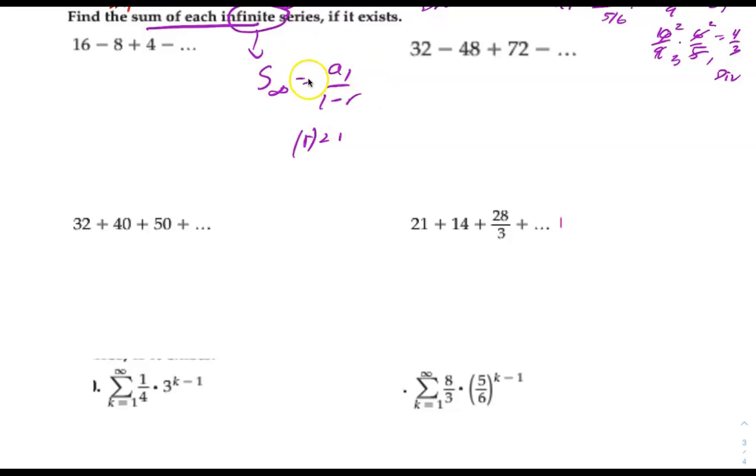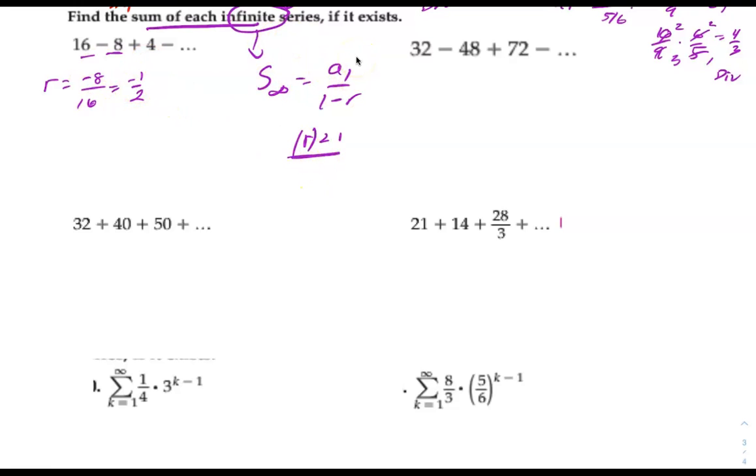And you actually could do this. So the first one here, let's find our r. First thing I do is find this. And again, I'm just going to put the second term over the first term. So negative 8 over 16 is negative 1/2. That is less than 1. Remember, the absolute value of r is less than 1, so this is convergent. I can find an infinite sum.